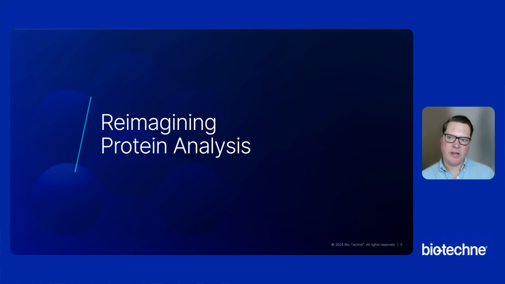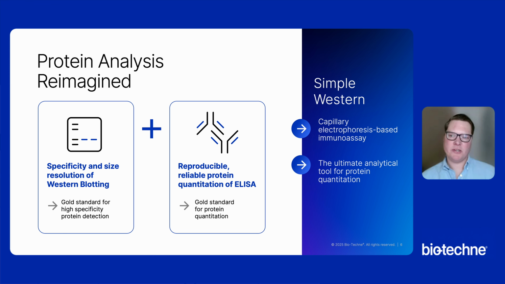So what if we could reimagine a better way to do protein analysis? Western blots are still considered the gold standard for protein detection and characterization, whereas ELISAs are considered the gold standard for protein quantitation. Simple Western is a relatively new technology that combines the benefits of these two methods to offer a completely novel way to analyze proteins. Simple Western is a capillary electrophoresis-based immunoassay.